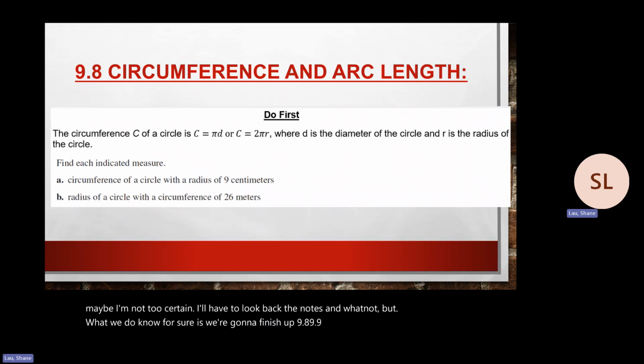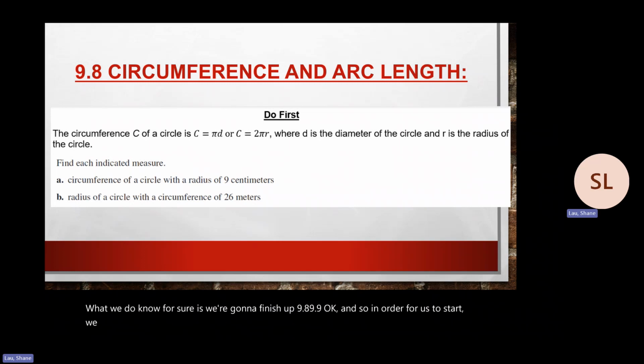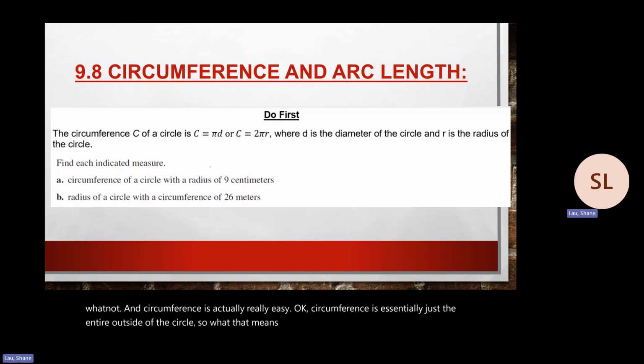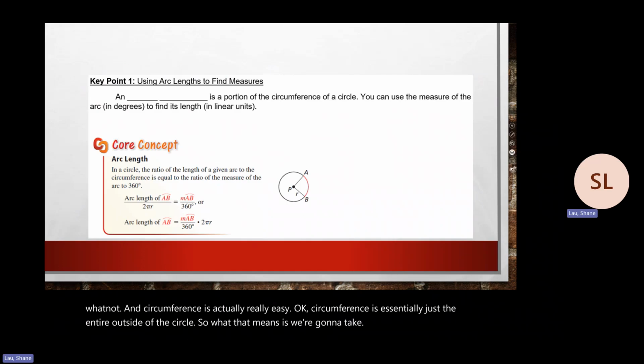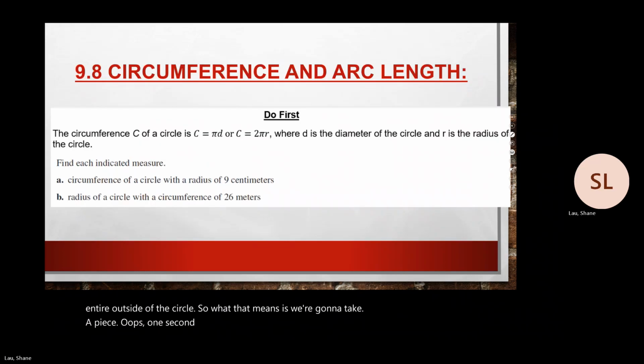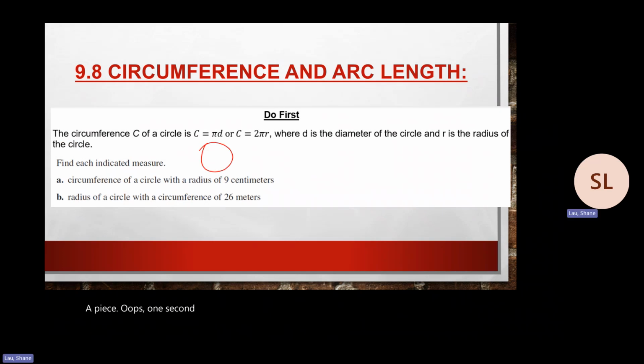In order for us to start, we first have to establish circumference and be able to identify what circumference is. And circumference is actually really easy. Circumference is essentially just the entire outside of the circle. What circumference does is that it's entirely the outside of the circle, or you could say the circle itself. So if we start at this point right here, what is the distance that we travel all the way back around?